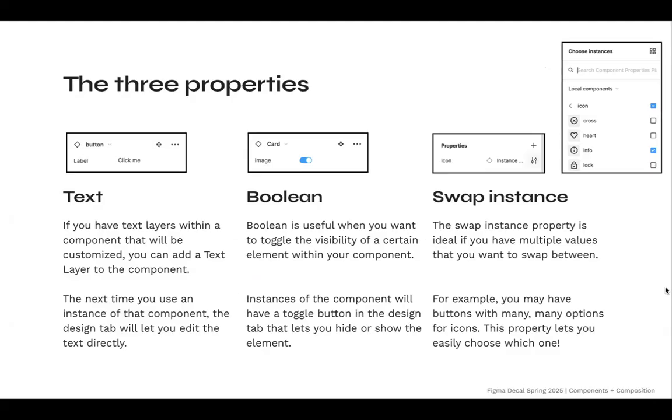And then instances of the component will have a toggle button in the design tab that lets you hide or show that element. And then swap instance property is ideal if you have multiple values that you want to swap between. And then you may have buttons with many, many options for icons, and then property lets you easily choose which one.